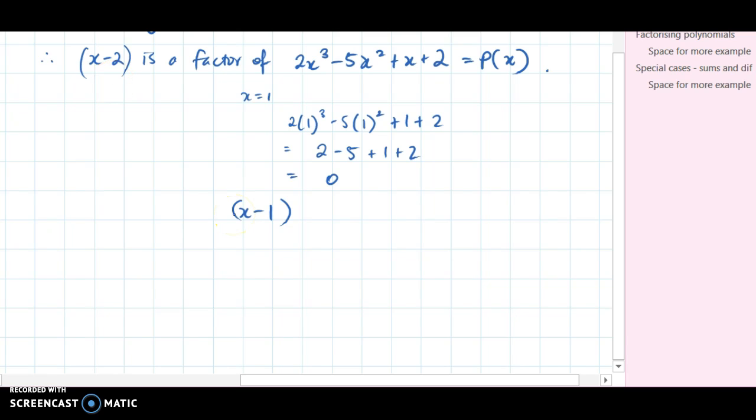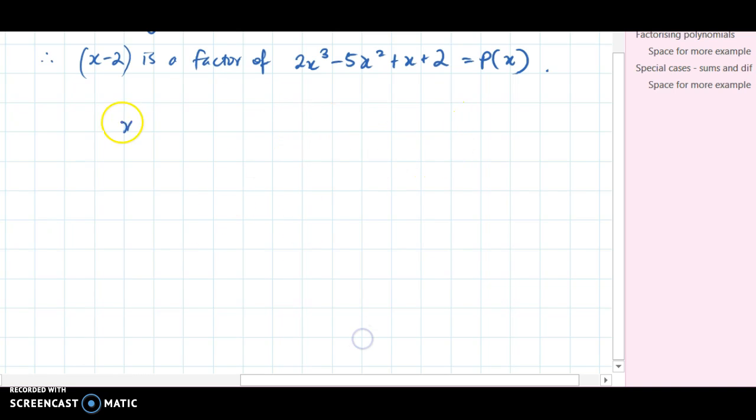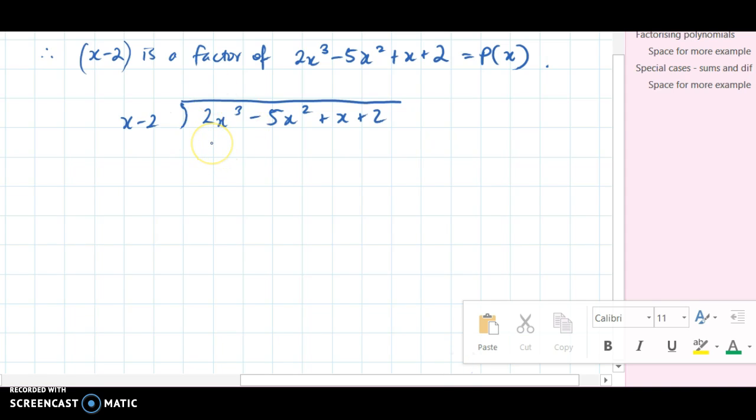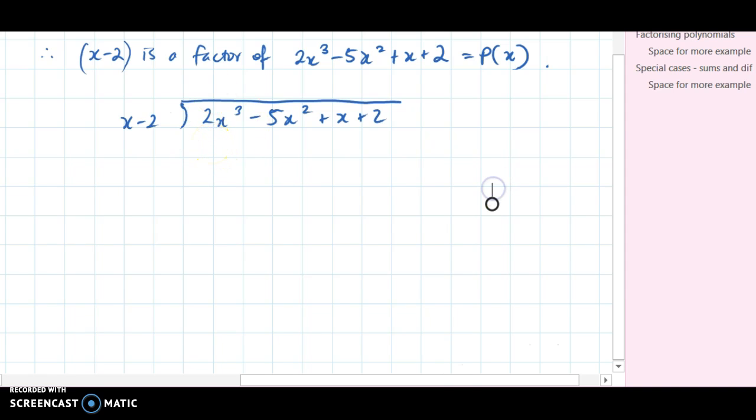Instead of using this guess and check method, the alternative is for you to actually use the long division. So let me just scribble this out. So x minus 2, right, you're going to do long division. You can speed up the video here if you want, but I'm just going to do it step by step again just to refresh your memory.